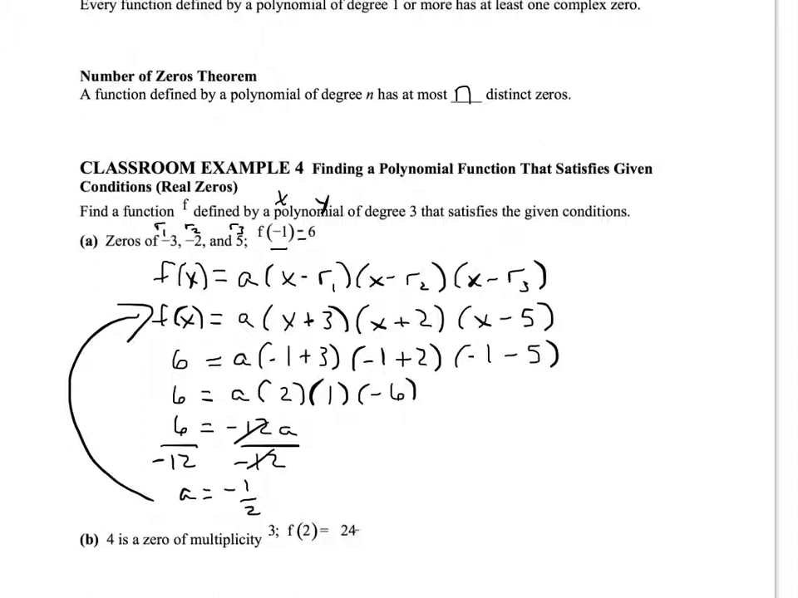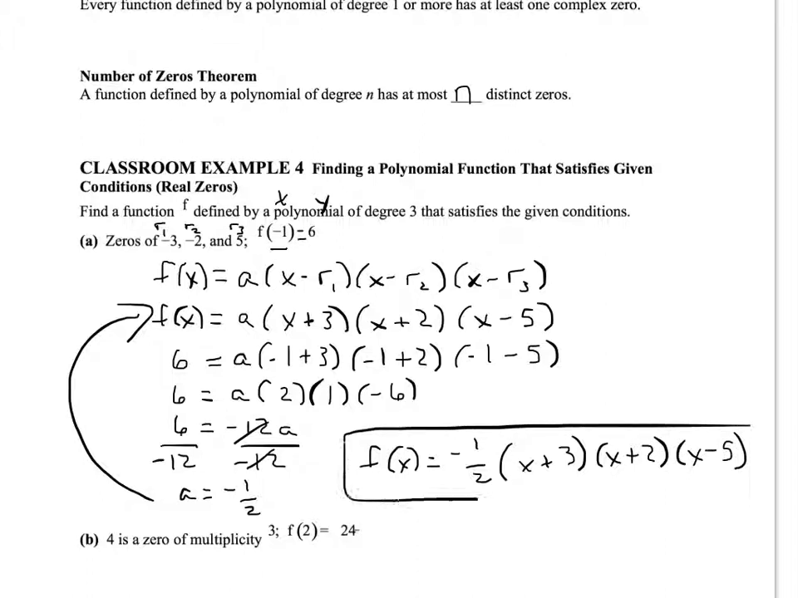I have all the information I need now to go back to this line. I will substitute in what I just found the value of A to be, which is -1/2. And I will rewrite this function now in this root form, x plus 3, x plus 2, x minus 5. Now, when we test or when we quiz, leaving this in root form is perfectly acceptable. I don't see any reason why you need to expand this out and write it in standard form.